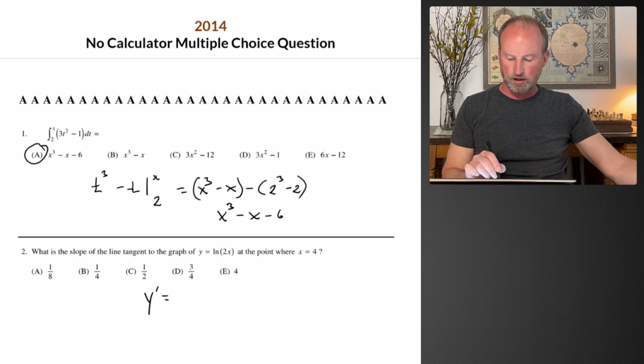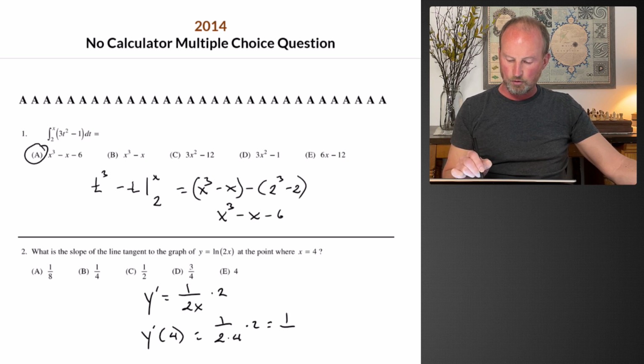Derivative of natural log is 1 over the expression. There is a chain rule because the inside function is more than just x, and so I have multiplied by 2. I'm evaluating that at the point when x equals 4. So this becomes 1 over 2 times 4, times 2. Final answer, 1 over 4. Letter B.